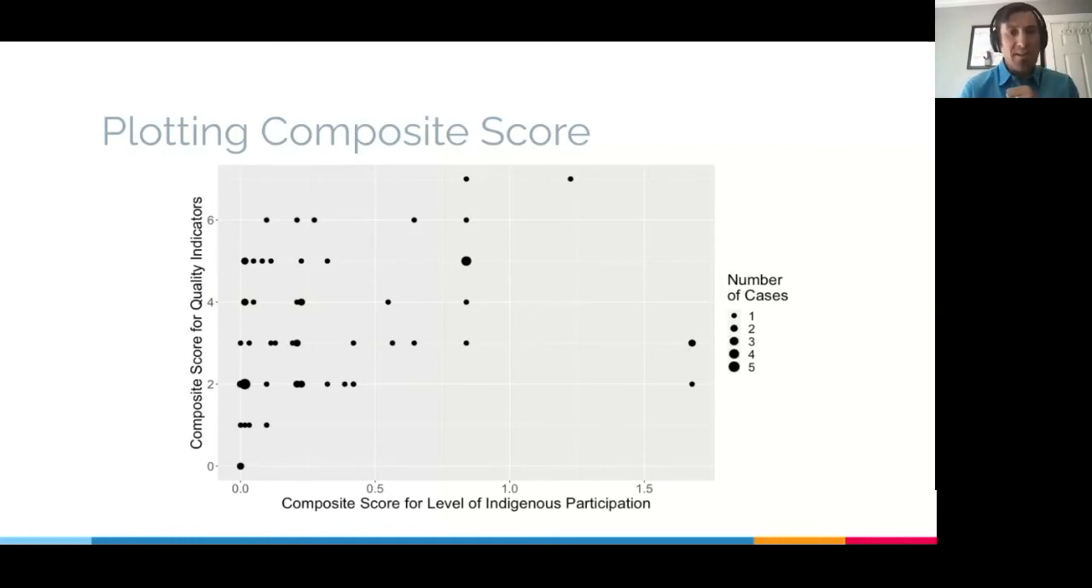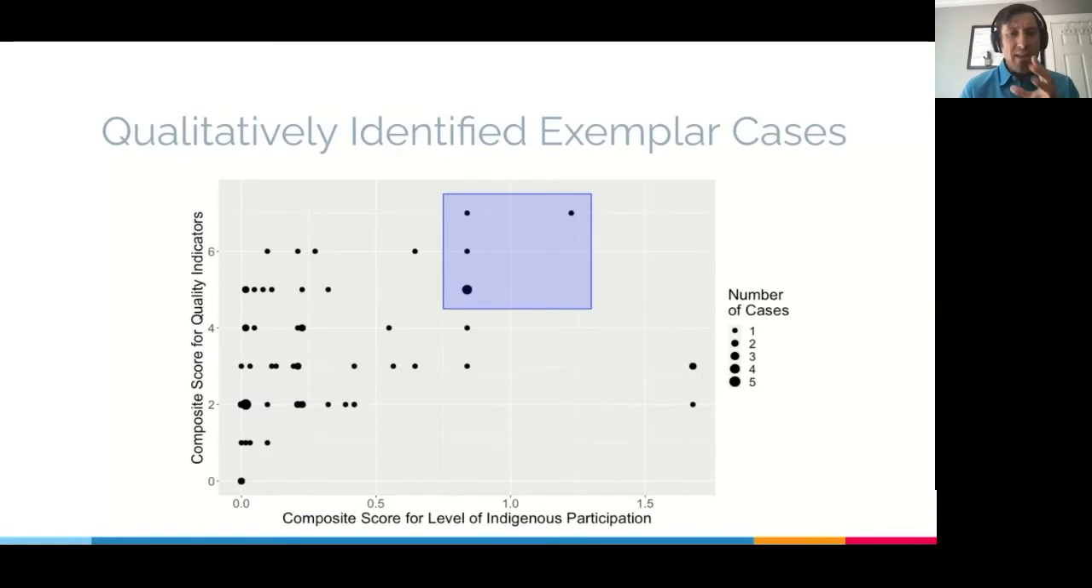So our first qualitative assessment for that, we identified this cluster of 7 case studies. You'll see where cases overlap, you have a larger dot there representing multiple cases. So we identified 7 cases, but we wanted to further refine our approach to how we identified that exemplar cluster.